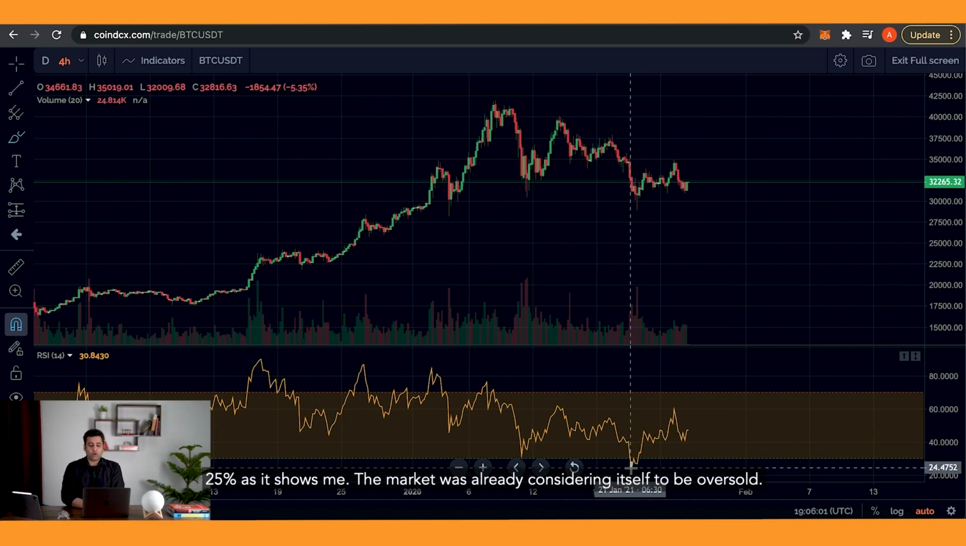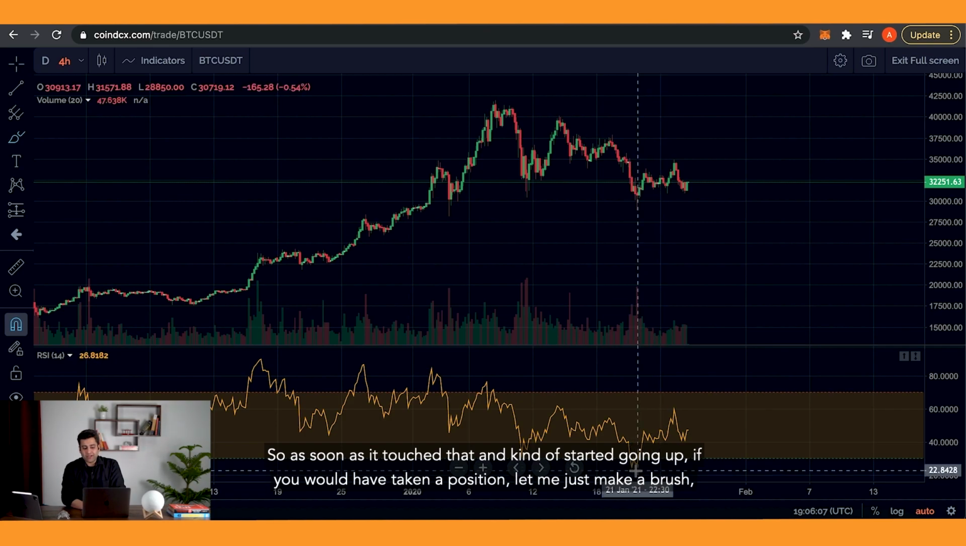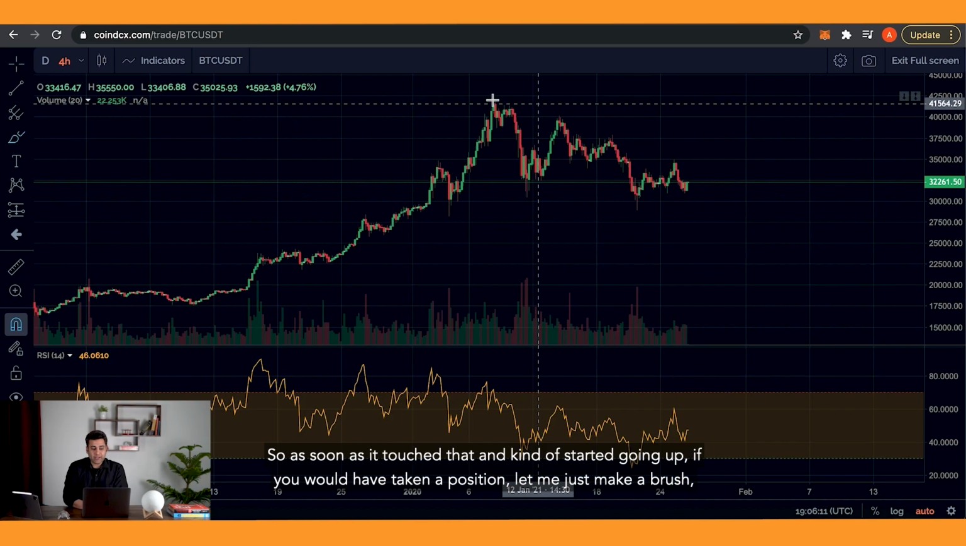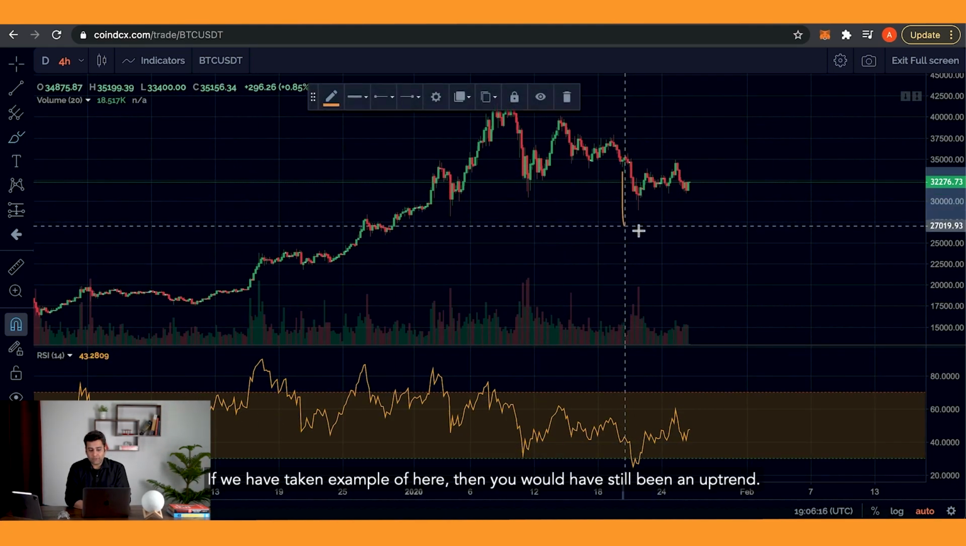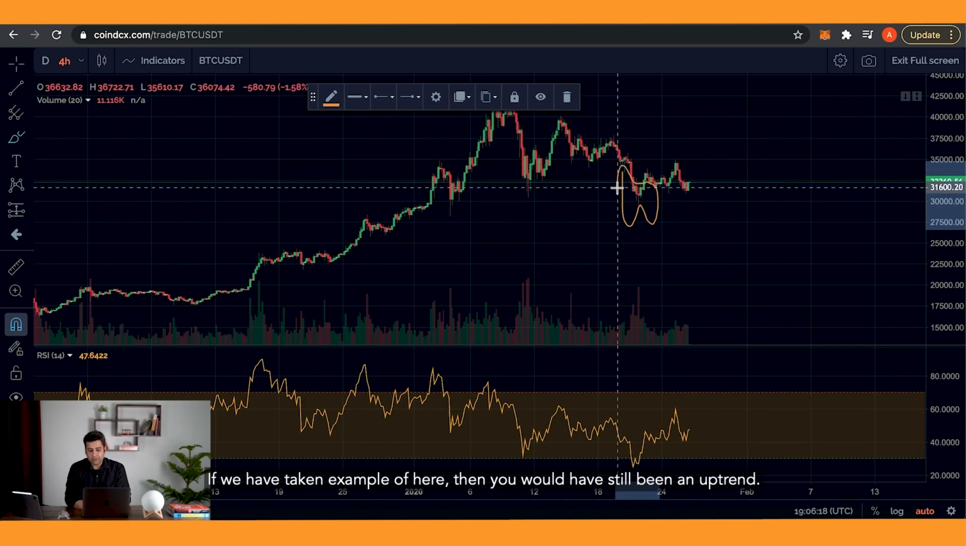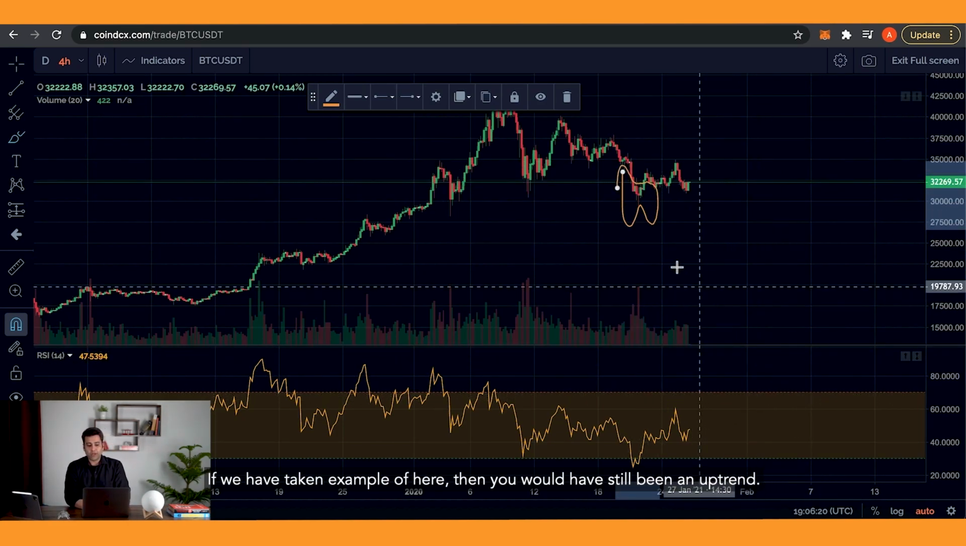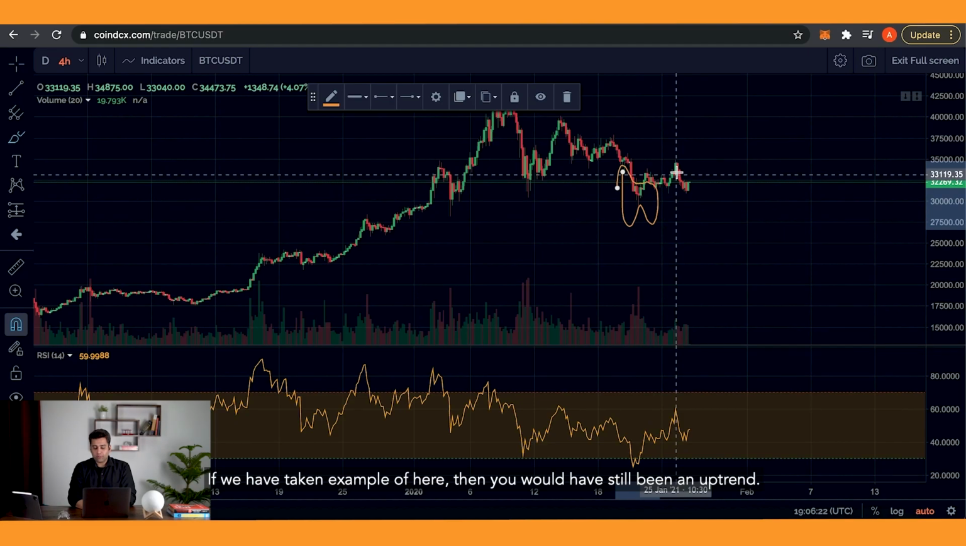The market was already considering itself to be oversold. So as soon as it really touched that and it kind of started going up, if you would have taken a position, for example, let me just make a brush. If you take an example of here, then you would have still been on an uptrend.